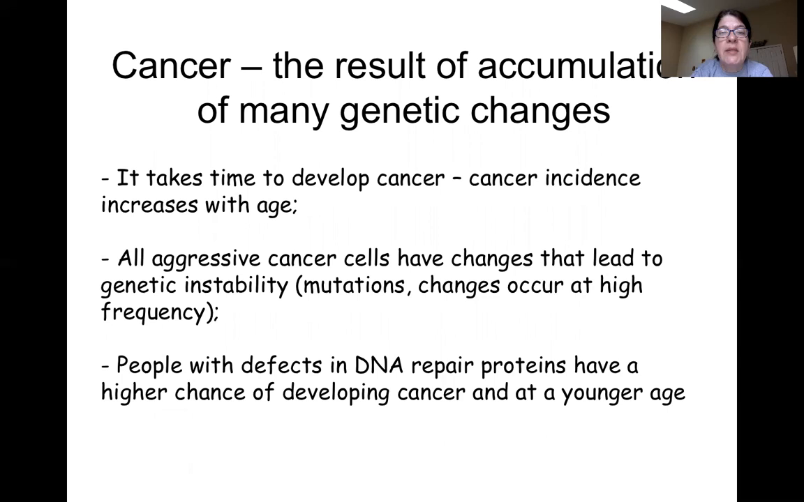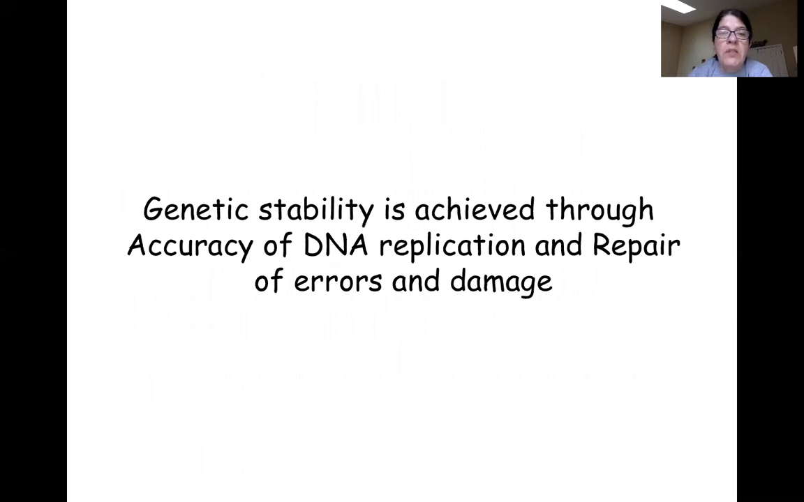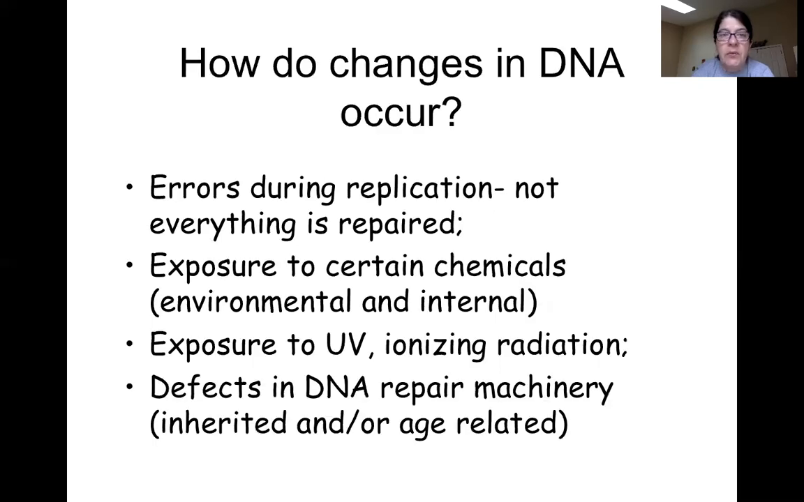Cancer incidence increases with age. The older you are, the higher the chance that you will develop cancer. And all aggressive cancer cells have changes that lead to genetic instability. So all cancer cells have changes in them that themselves lead to more mutations happening, so mutations and changes will occur at higher frequency than normal. People who have defects in the DNA repair proteins have a higher chance of developing cancer at a younger age. So genetic stability is achieved through accuracy of DNA replication and repair of errors and damage.